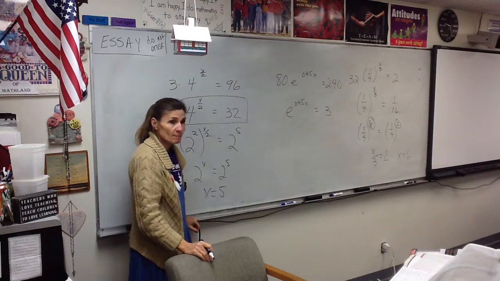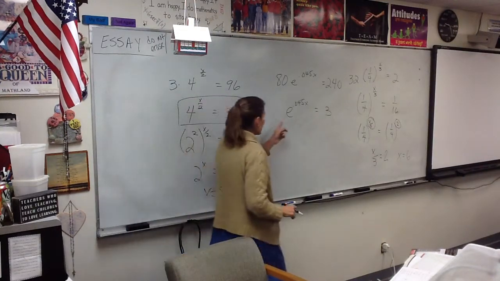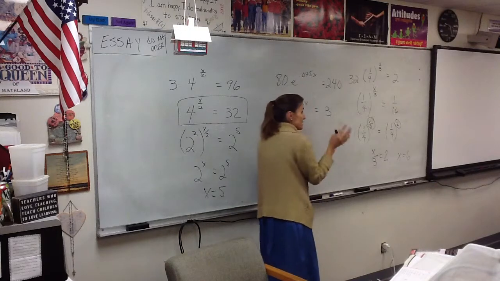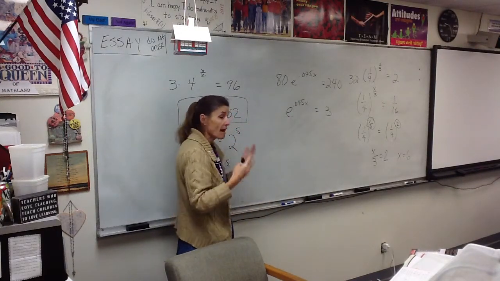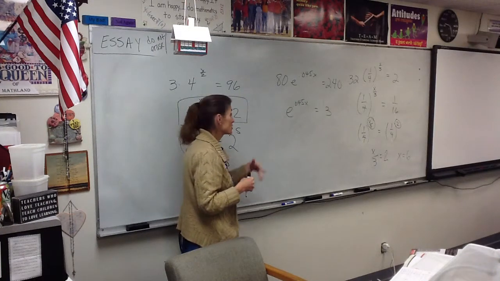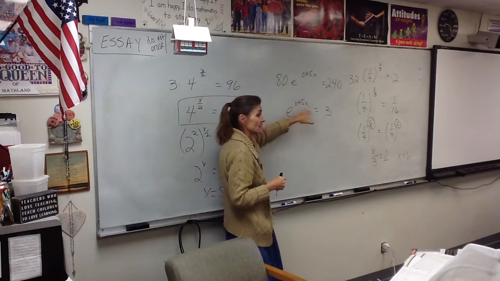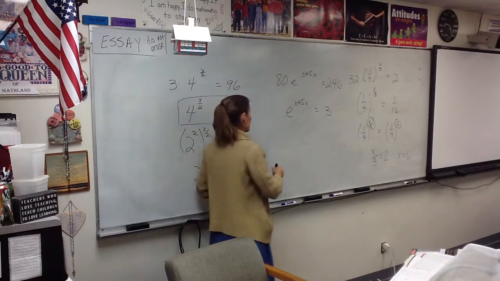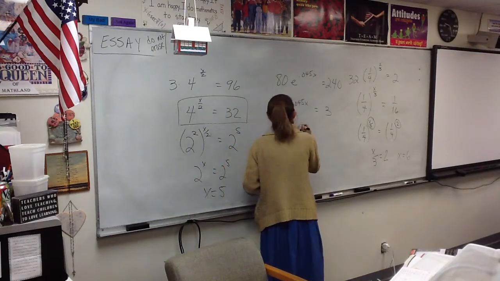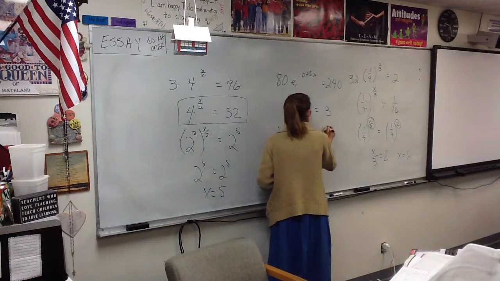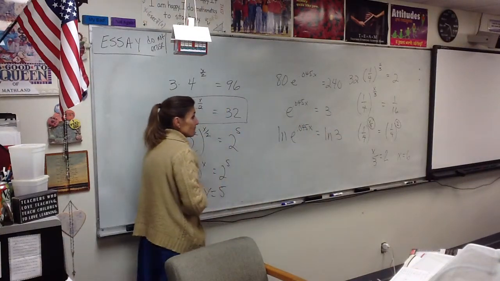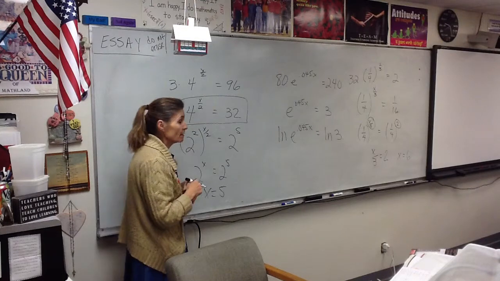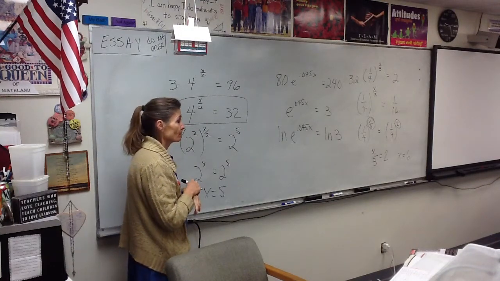You don't have a common base. You can't change e into 3 or 3 into e. So this problem, we have no choice. We have to use a calculator because we're going to have to do what to take care of this exponent? We're going to have to take the logarithm of both sides. And you can use any base you want, but since the problem involves e, we might as well ln both sides.